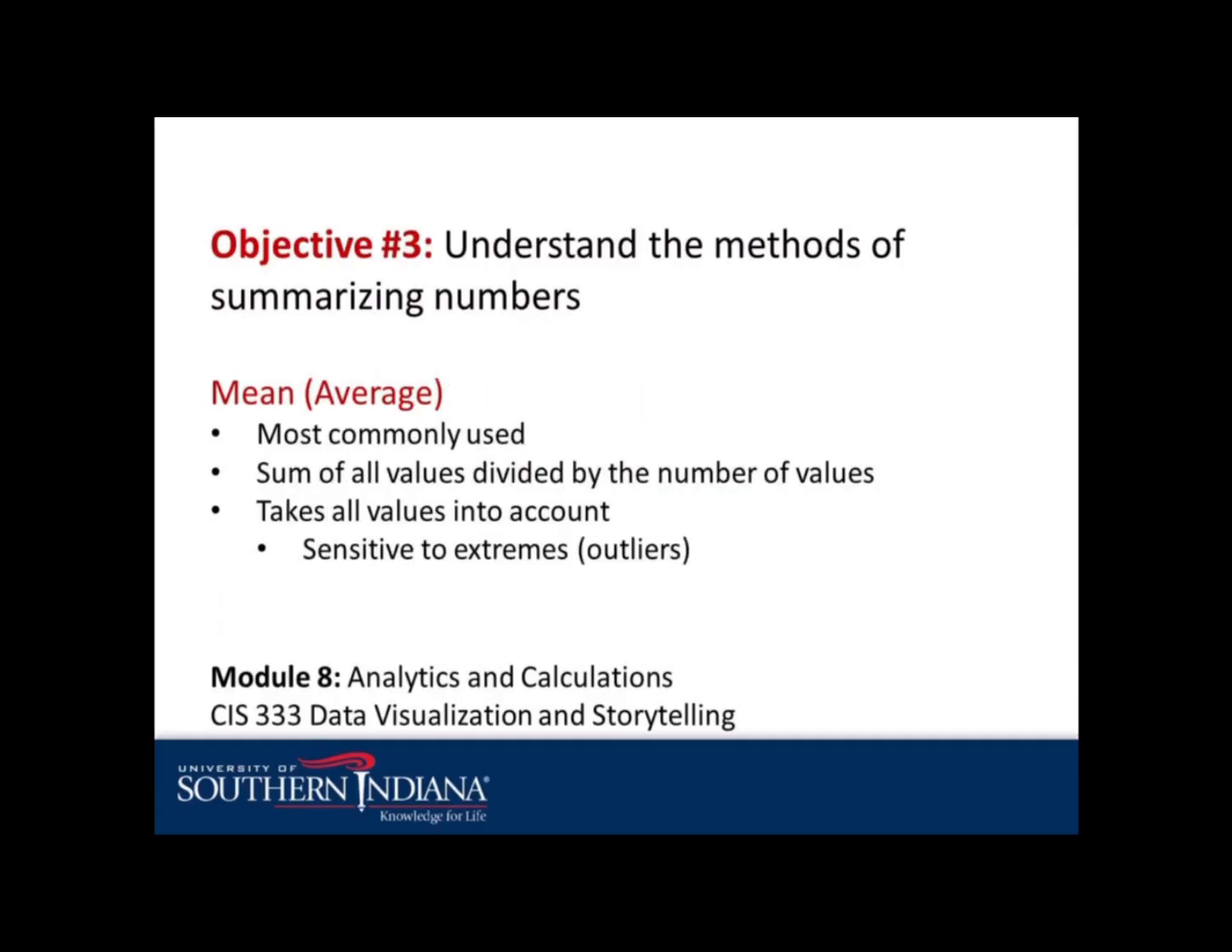The mean or the average is most commonly used, and I think everybody is pretty much familiar with this. You sum up all the values and then you divide by the number of values. It takes all values into account, and as a result, it is very sensitive to extremes. So if you have a set of quantitative values where the majority are all in one specific range, but then you have two or three values that are way outside of your range, either above or below, your mean is going to be affected by that.